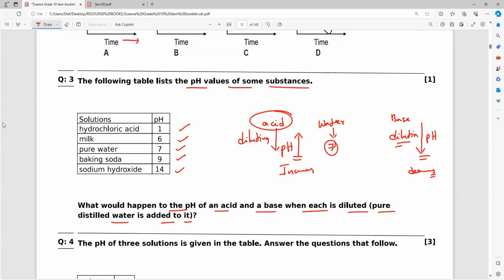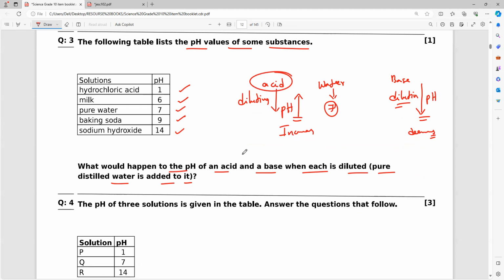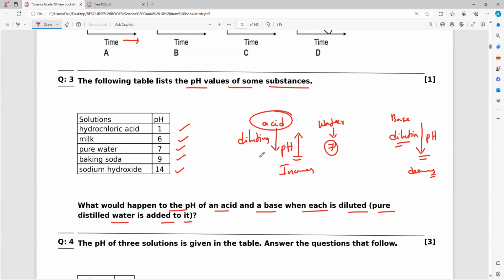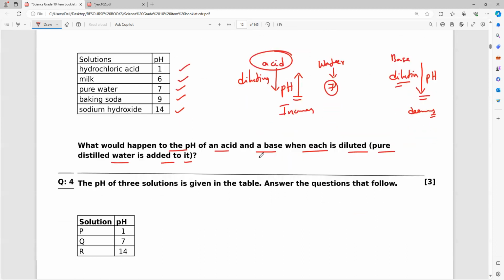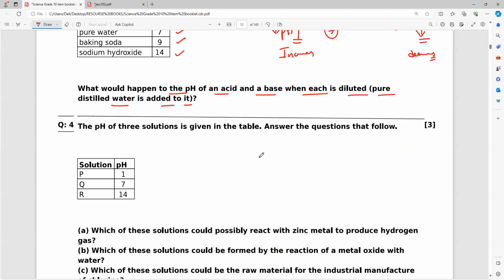So for acids, pH increases and the acidic nature decreases. For bases, pH decreases and the basic nature decreases. That is what you have to remember, and that is what you have to write. It's a 1 mark question. Acids pH increases, half mark. Bases pH decreases, half mark. So totally 1 mark it is. Okay. Next. The pH of 3 solutions is given in the table.